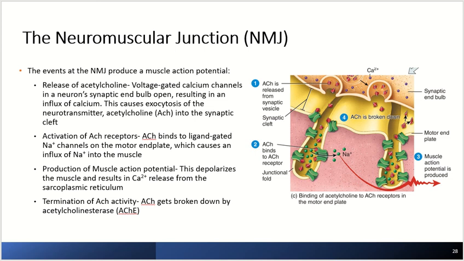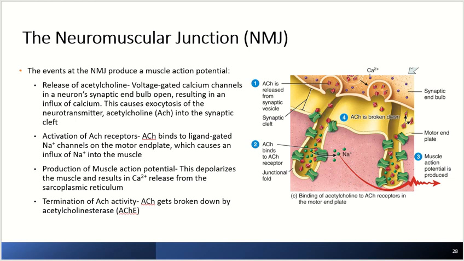And this is going to result in an influx of calcium. This in turn is going to cause the exocytosis of the neurotransmitter, which is acetylcholine. And this is going to result in the emptying of our acetylcholine into our synaptic cleft here. All right. We then are going to have that acetylcholine traverse that synaptic cleft, and it's going to bind to and activate our acetylcholine receptors.